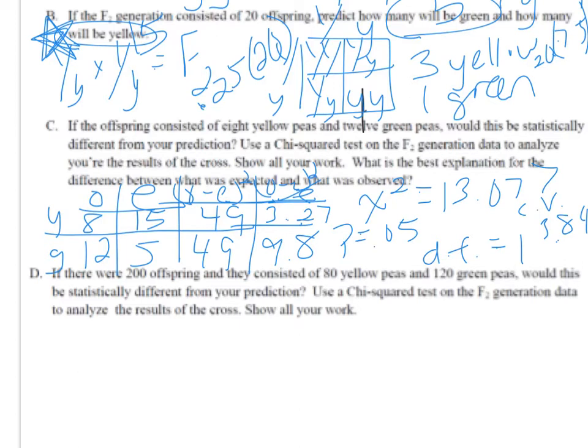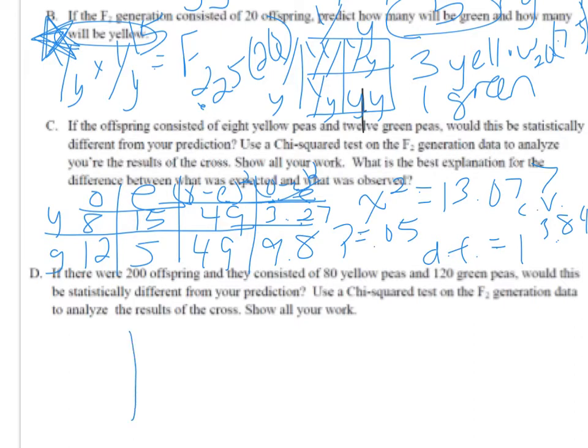Okay, so let's look down at part D here then. There are 200 offspring, and they consisted of 80 yellow peas and 120 green peas. Would this be statistically different from my prediction? I have to do the chi-square value again. I cannot look at this and say, oh, 12 with a 0, 8 with a 0, it's the same. Okay, because right now I have a much bigger sample size. So I need to apply my expected and everything to that as well.